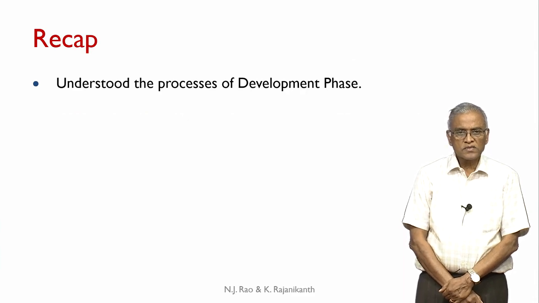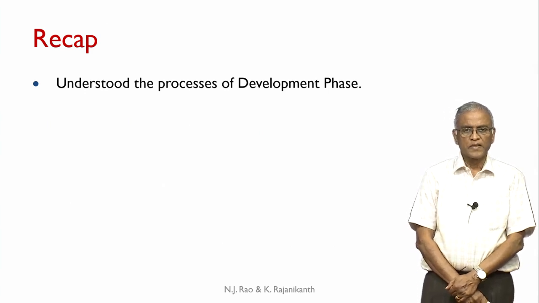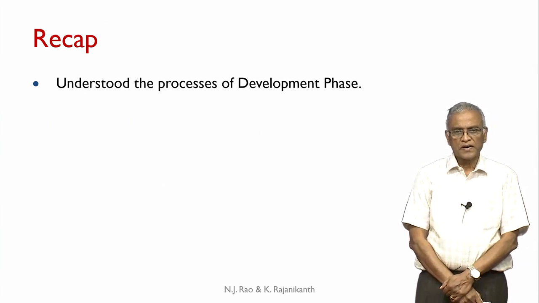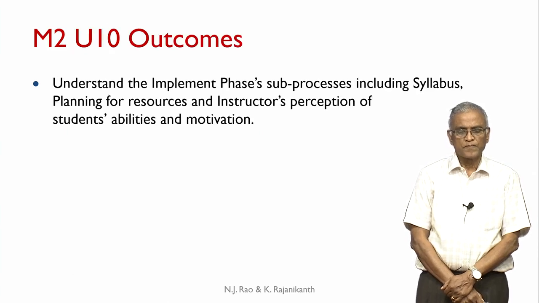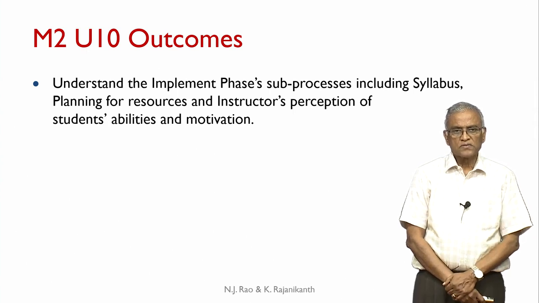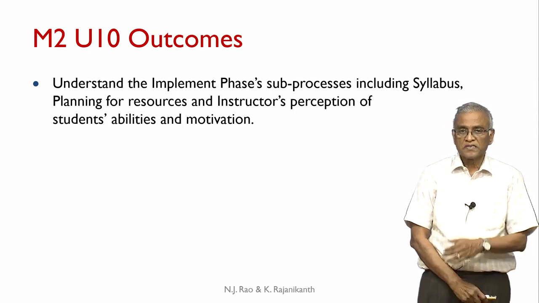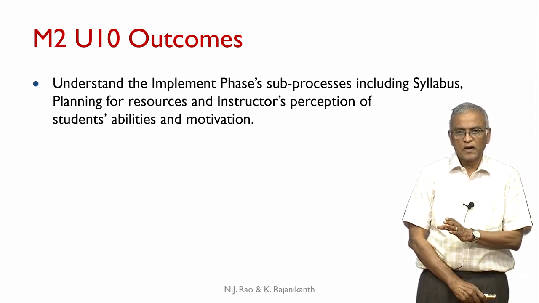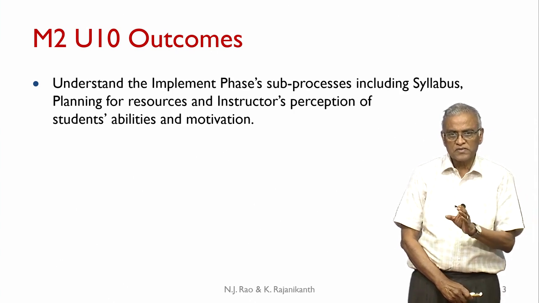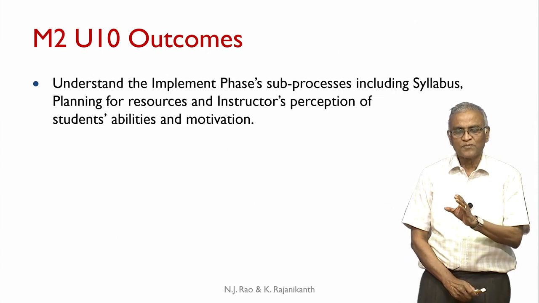In the last unit we understood the process of the development phase, which constitutes the third phase of ADDIE. Now the fourth phase of ADDIE is the implementation phase. What we try to do in this is understand the implement phase, its sub processes, which include syllabus, planning for resources and instructors' perception of students' abilities and motivation.